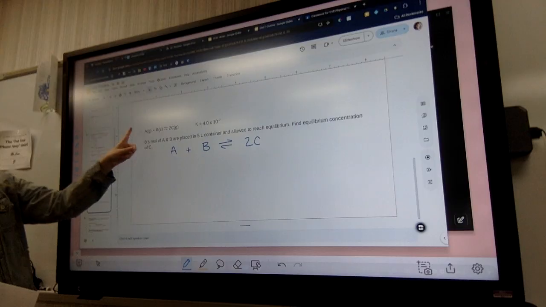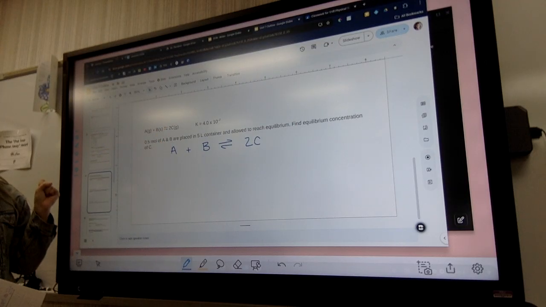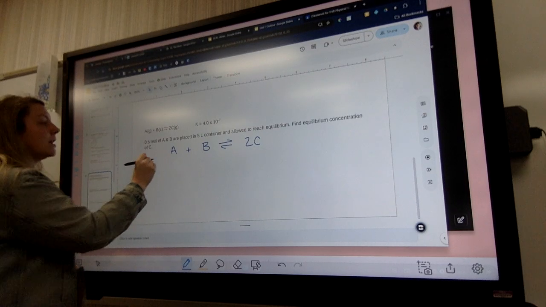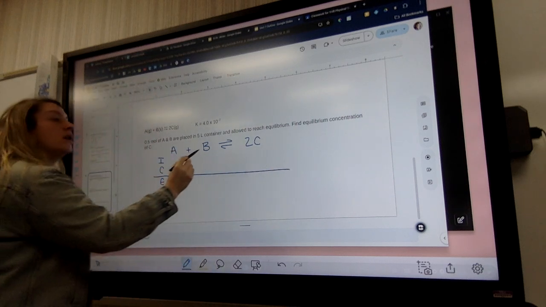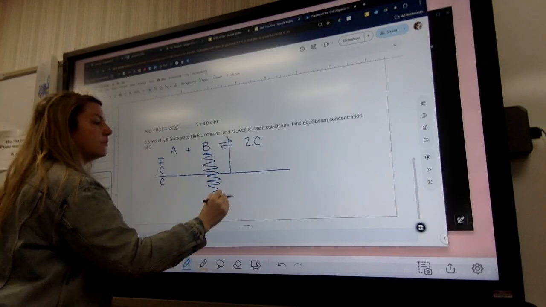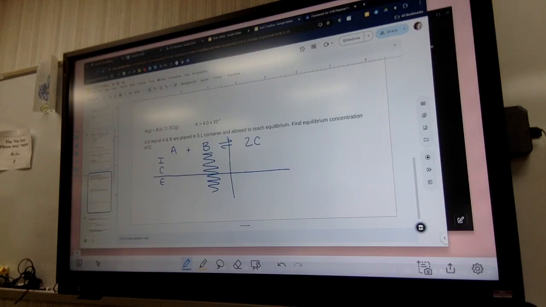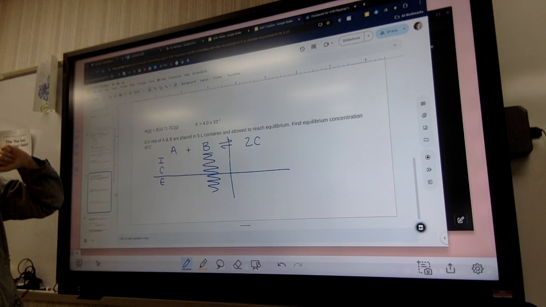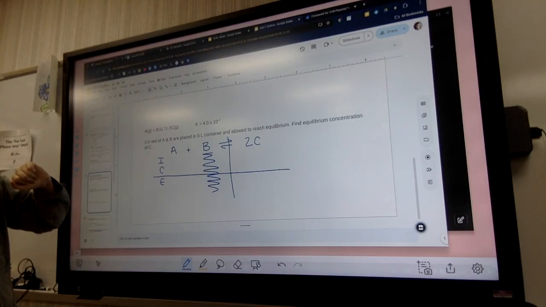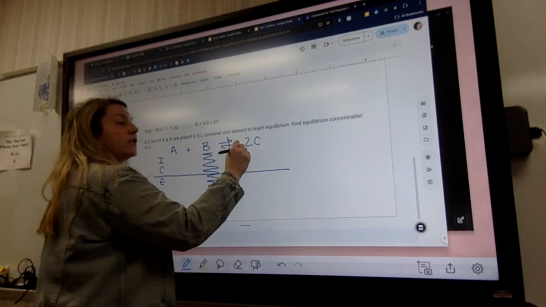Looking at this, are we going to include all of them in our equilibrium constant? No. Which one are we not going to include in our constant? B. When we have a liquid or a solid in an ICE table, we disregard it. It's not going to change anything to do with the shift of the reaction. So let's fill in our initial concentrations. It said A and B, which we don't care about B, are placed in a container and allowed to reach equilibrium. They said nothing about C, which we assume means that we started with no C.